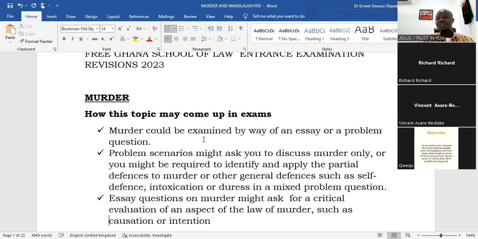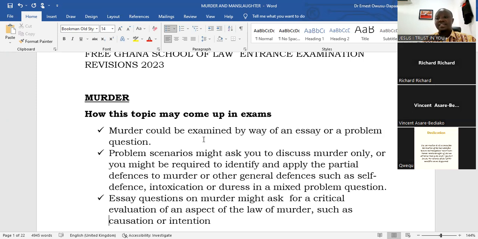such as provocation and so on, or other general defenses such as self-defense, intoxication, or duress in a mixed problem question.